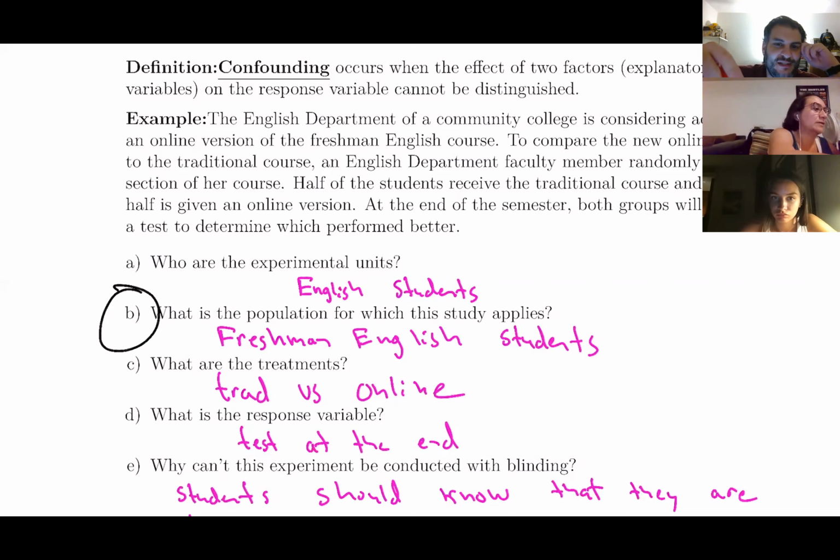So this will be freshman English students. You should be able to tell me who this study belongs to, or who we can get this data set from and make a conclusion about. For this one, the population of interest is freshman English students because it only applied to them. All right. So that should be good for chapter 1 and chapter 2.